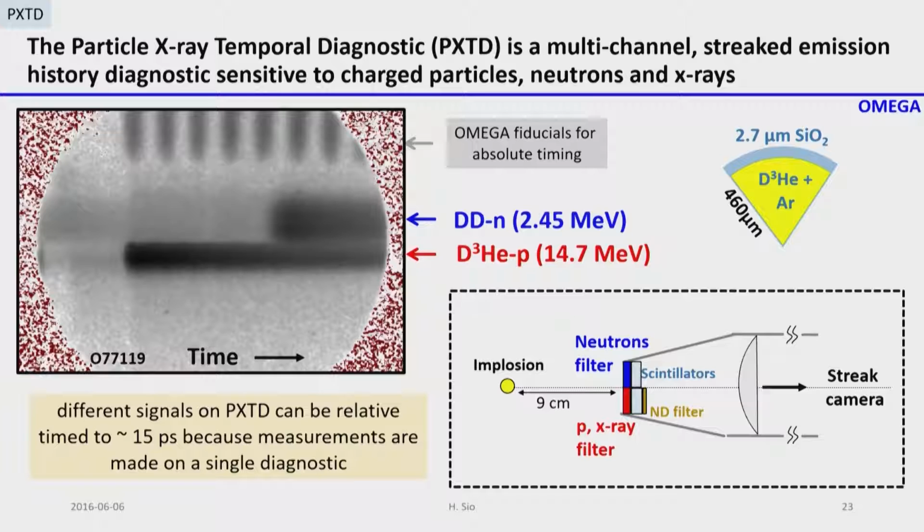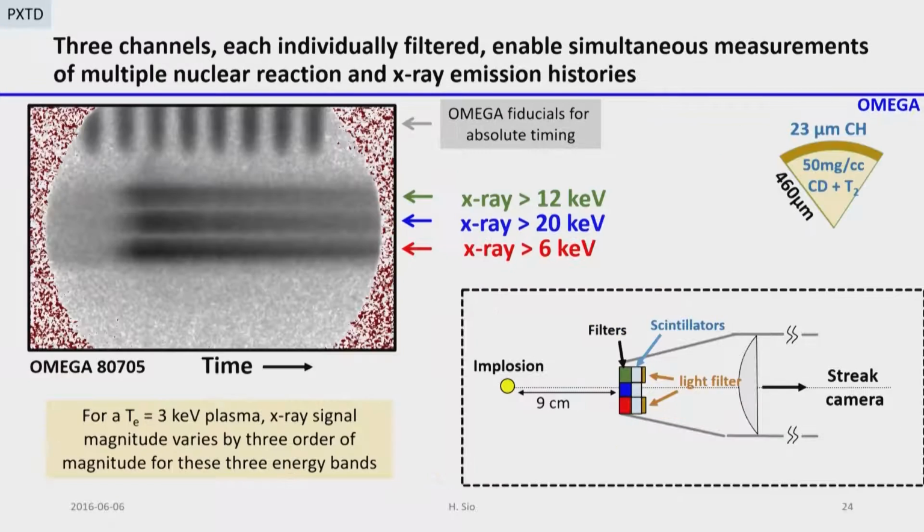So what's better than 2 different streak channels that you can filter to look at whatever you want? It is 3 different streak channels that you can filter to look at whatever you want. And that is what we did. In this slightly upgraded configuration, we have 3 individual streak channels, and this particular example is looking at the X-ray emission histories from 3 different X-ray bands from an ICF implosion. So it's looking at X-rays greater than 6 keV, greater than 12 keV, and greater than 20 keV.